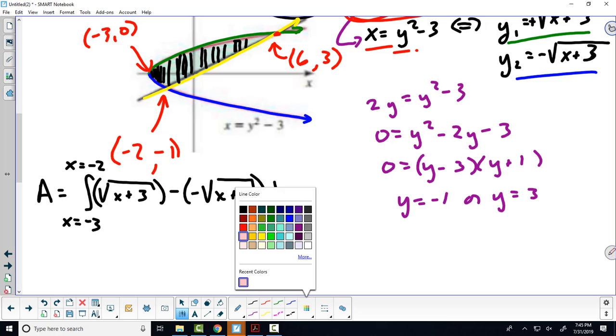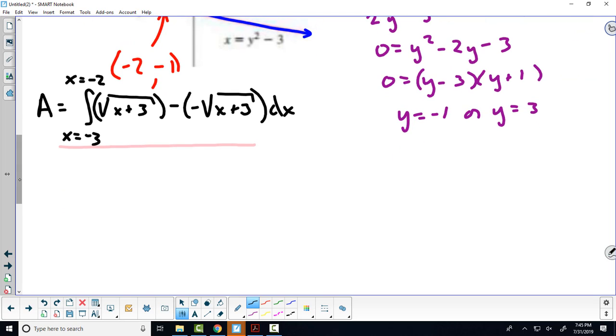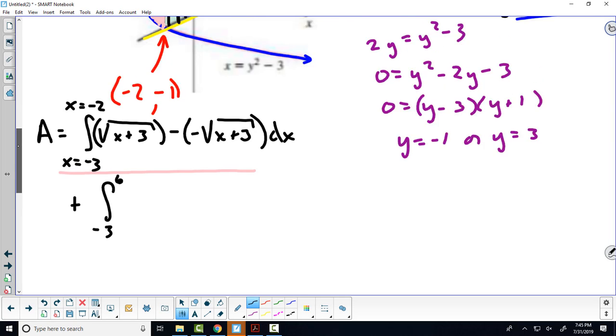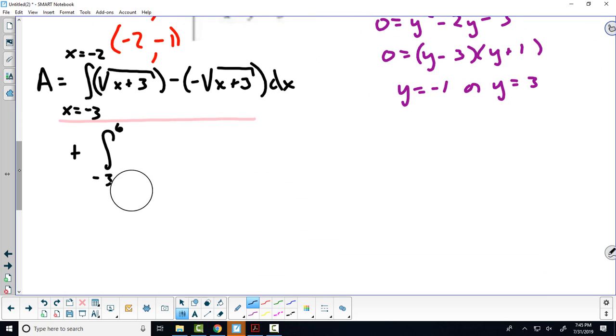Let me just emphasize in pink. That's this guy right here. That's what we just found. So now what do we need to do? We need to add to that what's left. So we're going to add to that the integral from negative 3 to 6. Shouldn't it be from negative 2? Oh, negative 2 to 6. Thank you. From negative 2 to 6.